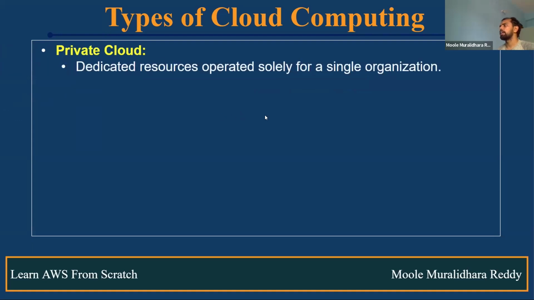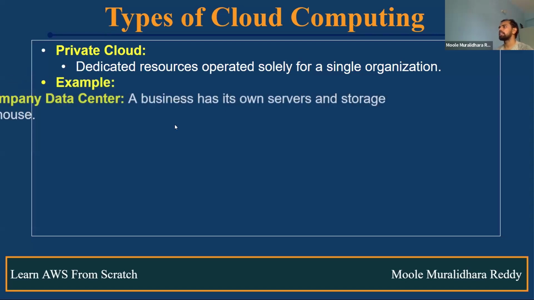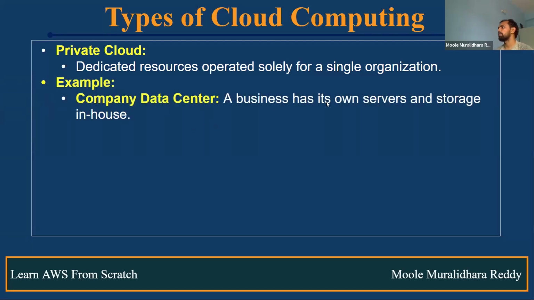Private cloud is where some organizations maintain their own cloud, meaning their own physical servers, with dedicated resources. For example, take an organization that maintains its own data centers. They don't want to store data over the internet in the public cloud. They want to maintain everything in-house, with dedicated data. Inside the data center only, they create servers and storage, and they use this private cloud.